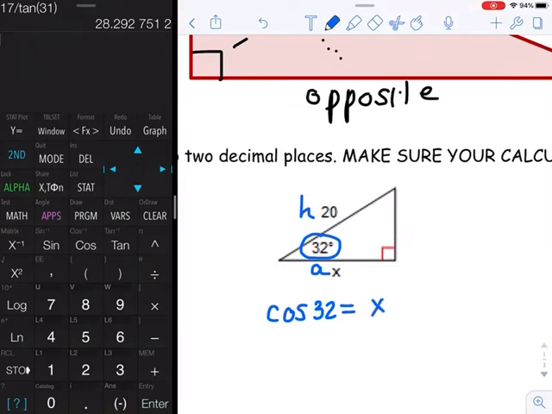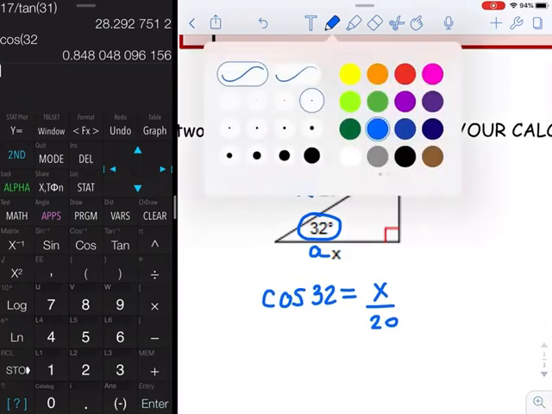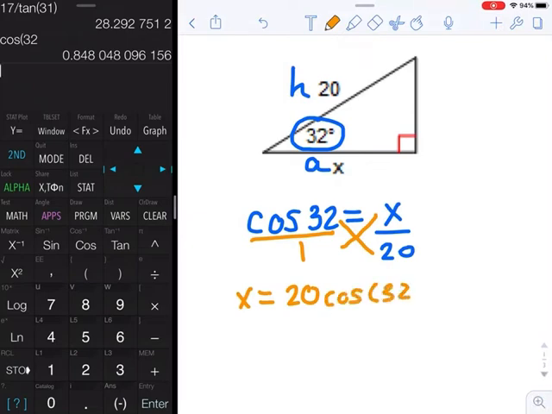This is going to be x over 20. So again, cosine of 32 is just some number. It's about 0.848048096156, so on and so forth. We set up this trig function. If I put it over 1, it kind of sparks some thoughts in your brain where we can cross multiply. I'm going to get x equals 20 cosine 32.